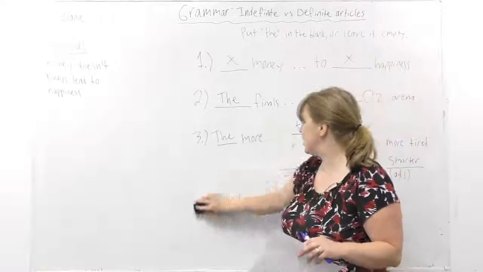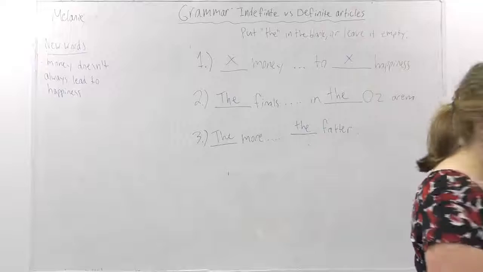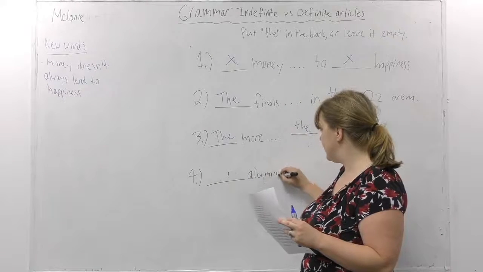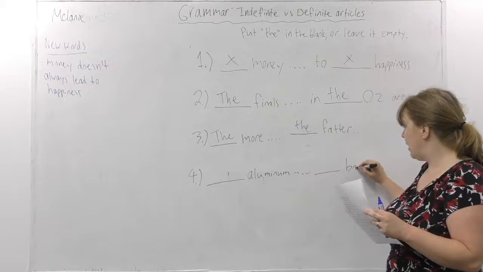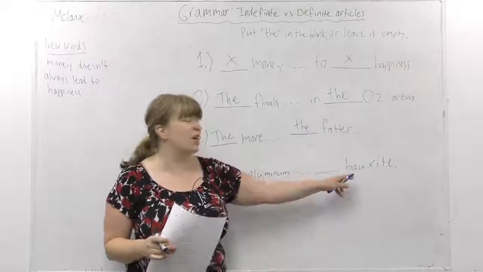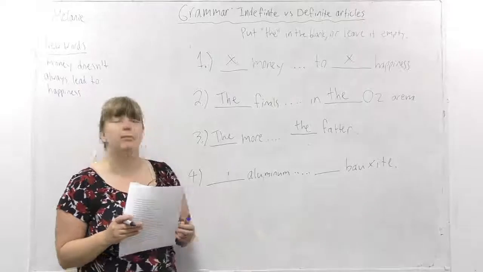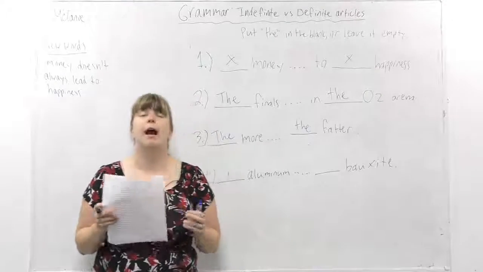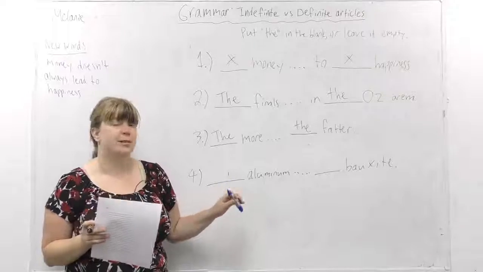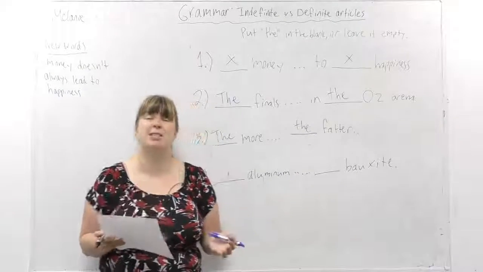Now, let's get rid of this. And let's do number four. Okay, number four. Blank aluminum is made from, I can't say this, I'm sorry, bauxite, I think. I hope that's the correct way to pronounce it. These are elements, so we usually don't have to worry about pronunciation, especially for this. All right, so are we going to say the aluminum is made from the bauxite, or aluminum is made from bauxite? What do you guys think? Article or no article? Here's a hint. Are these countable nouns or are they uncountable nouns? What do you think?